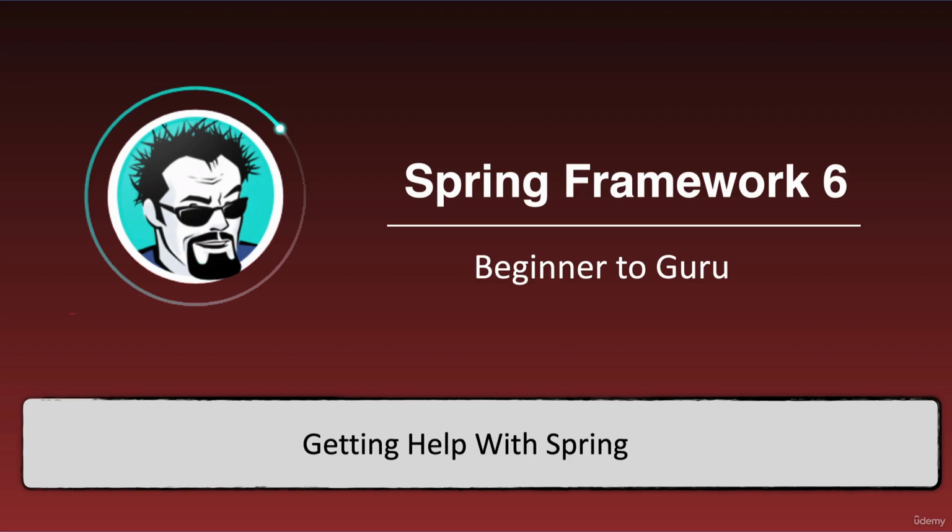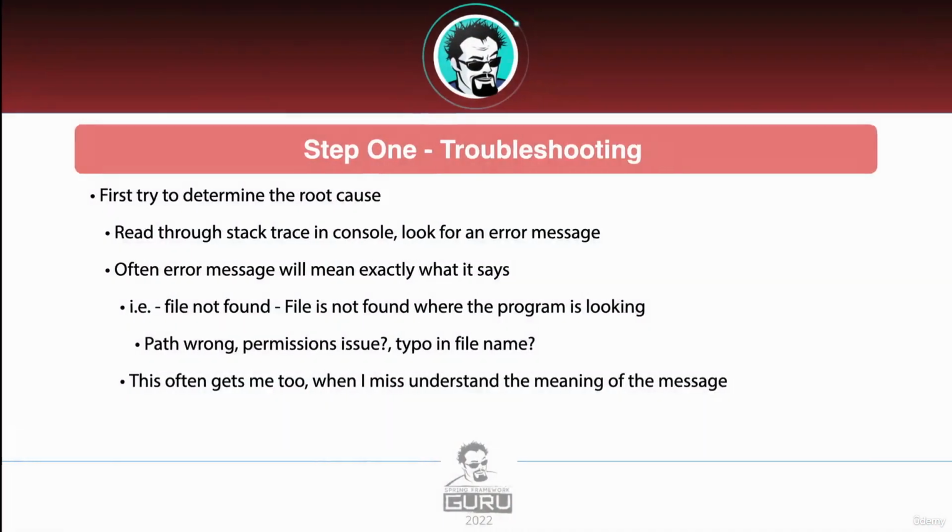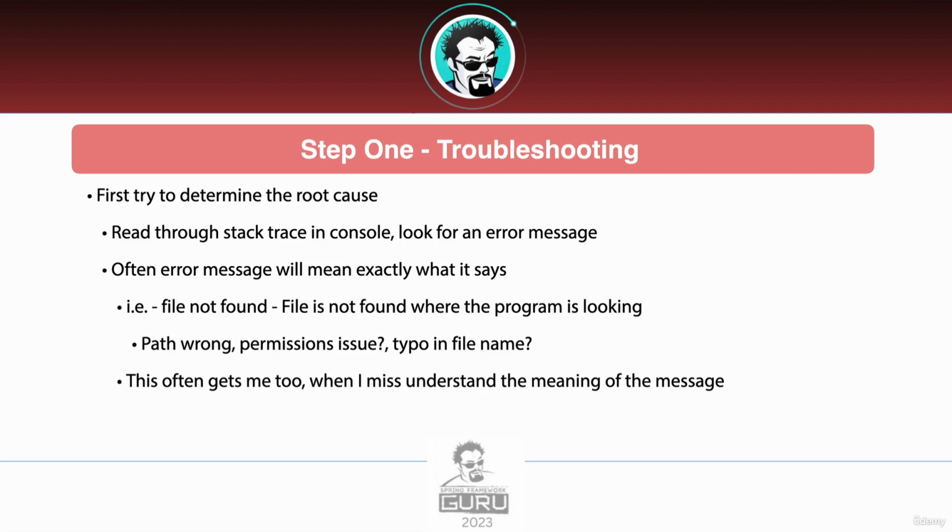In this video, we're going to be talking about getting help with Spring. Chances are, as you progress through the course, you are going to run into some problems. So let's talk about what to do when you encounter a problem. The first thing, some basic troubleshooting. You want to go through and try to determine the root cause of the problem.